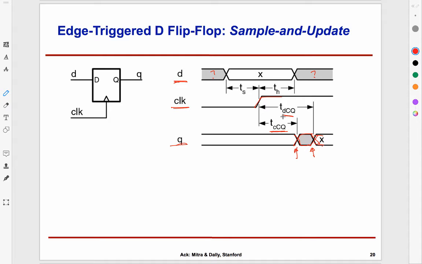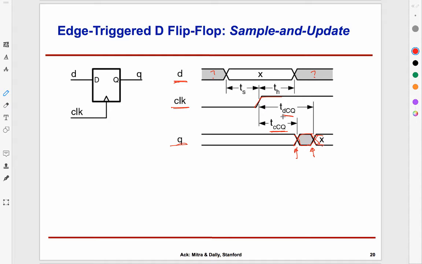So I have to make sure that the signal is not changing, because if the signal is changing at the time I'm sampling it, then I may get neither 0 nor 1. I may get some intermediate value, and then my flip-flop may get stuck in some weird analog state, which we want to avoid.